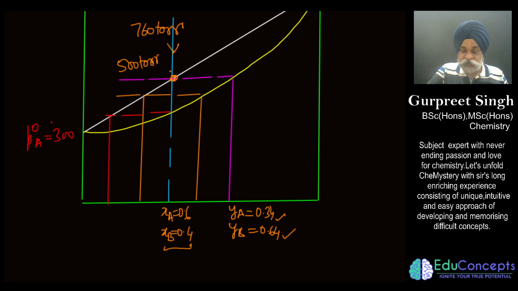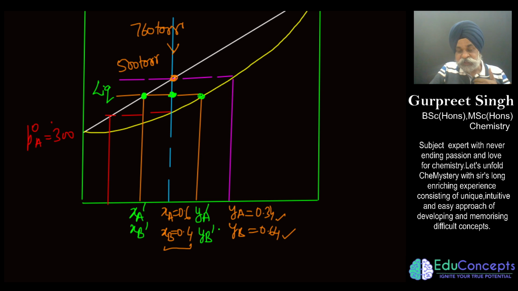Okay, now if you decrease the pressure further by increasing the volume, you would reach this point also. Corresponding to this point, this would be XA dash, and this is XB dash, because this line is telling me the liquid composition, and corresponding to this would be YA dash, YB dash, as simple as that.